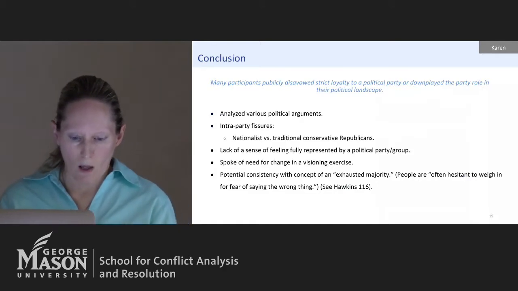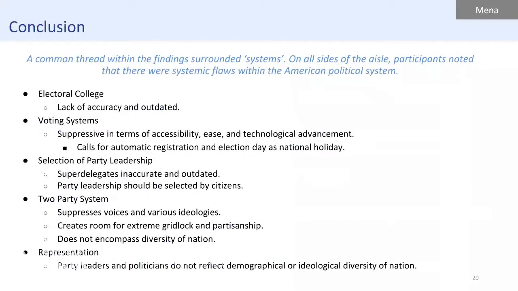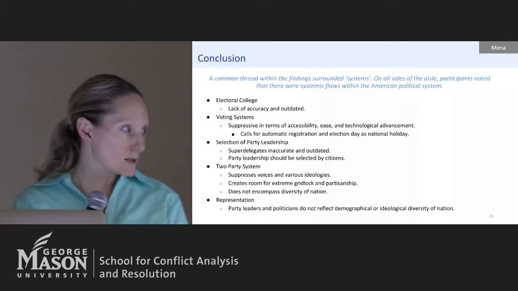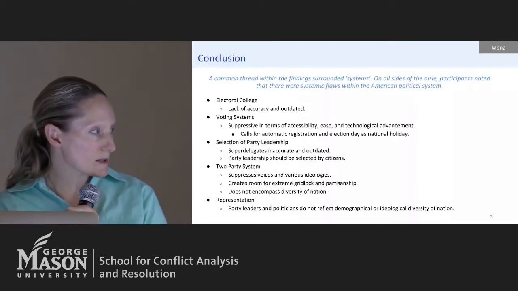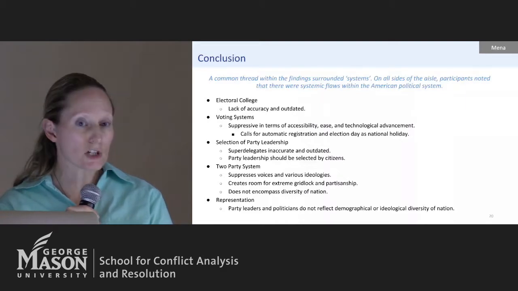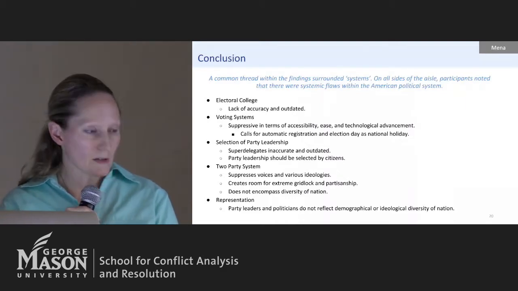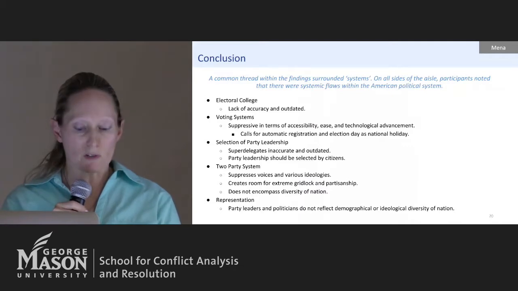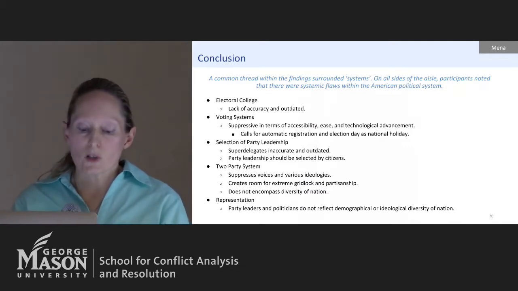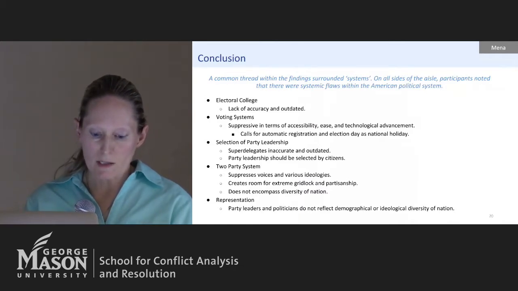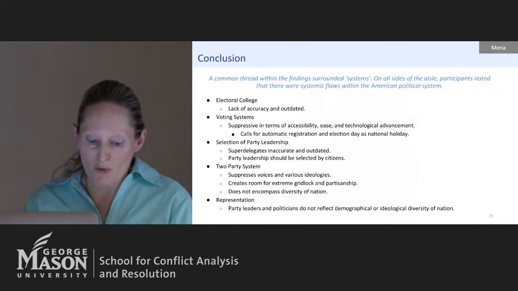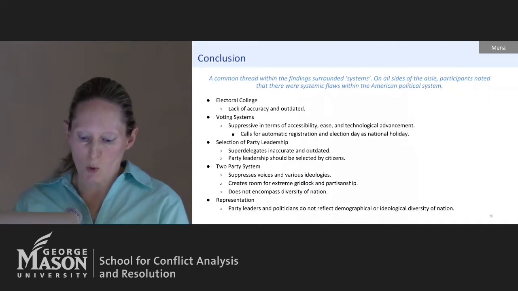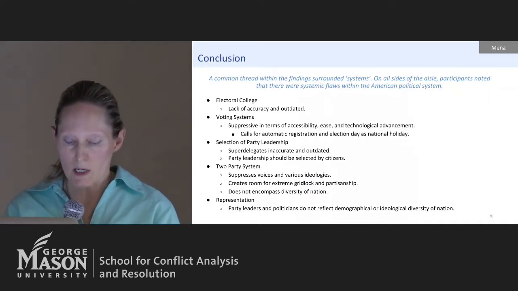And so, in conclusion, this slide shows system-level changes that were proposed by participants across our survey, focus groups, and dialogues. Listed here: the electoral college, voting systems, selection of party leadership, again, as stated, the two-party system, and representation, such that party leaders and politicians do not reflect demographic or ideological diversity in the nation. So we found overall deep fissures within the parties, and in light of this, there are areas of interest that overlap the various groups, and from this, there are opportunities for new relationships that open the door for the formation of new groups, alliances, and connections.